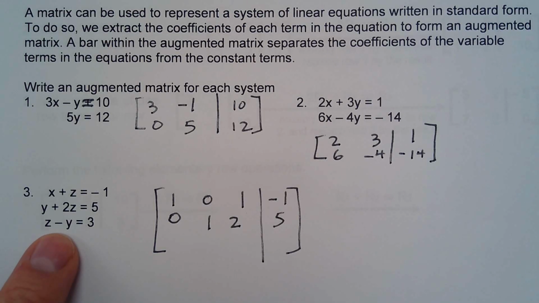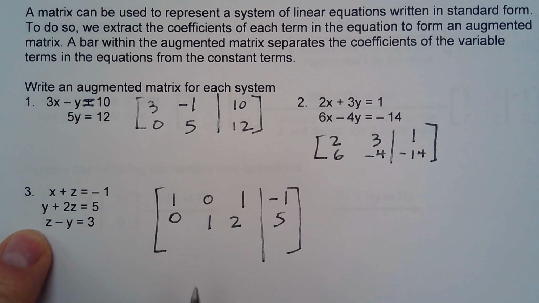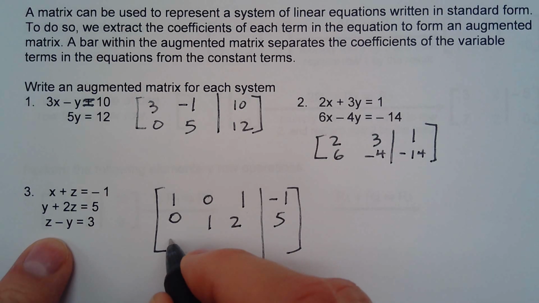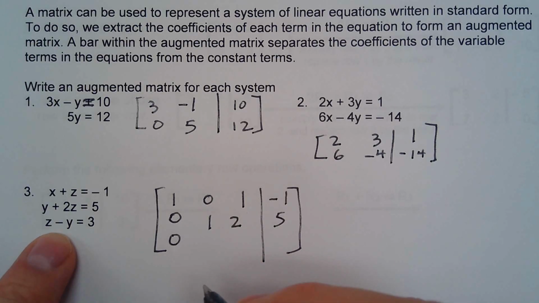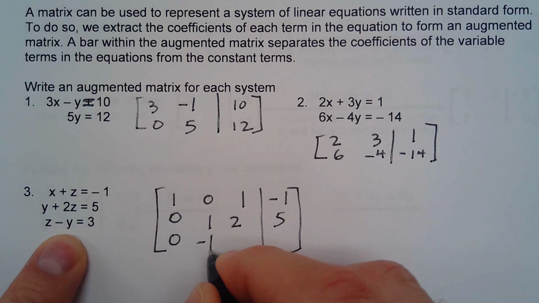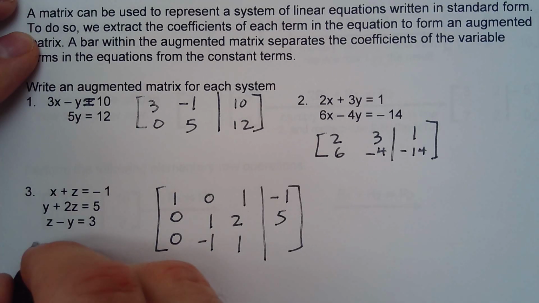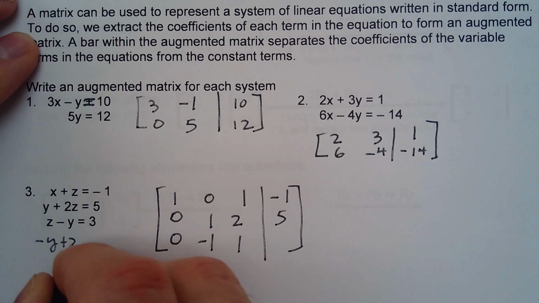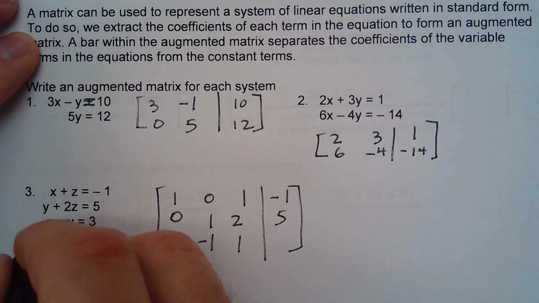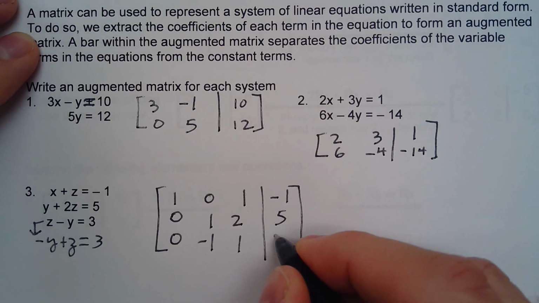And then this one's kind of messed up here. There's no x, so the coefficient of x will be 0. My y, this thing's out of order, so I'm going to put the negative 1 here, and then my z. So I want to think of this as being a negative y plus z for that equation, and then my 3.